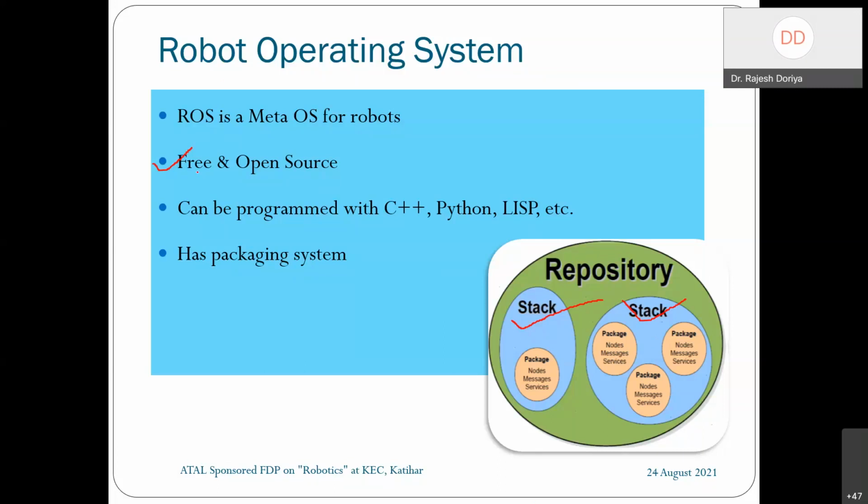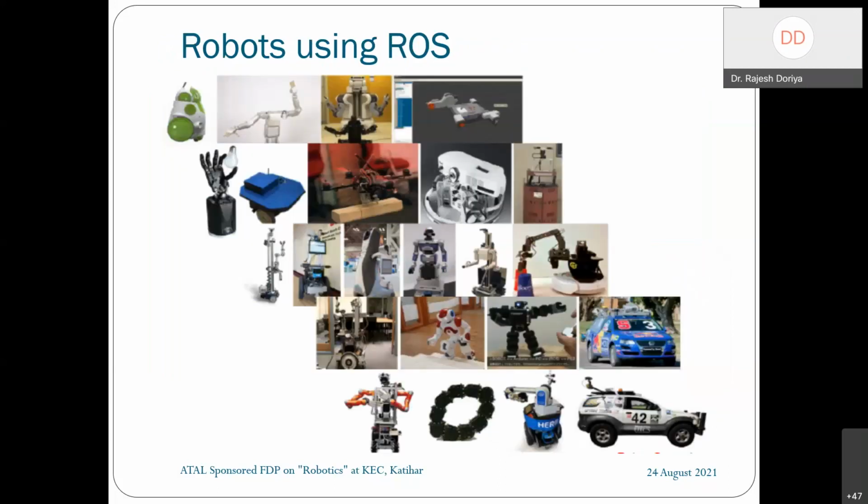There are a number of programming languages supported by ROS: C++, C, Python, and Lisp are a few of them. And as mentioned, it supports the packaging system. These are some of the robots which are supported by the robot operating system.